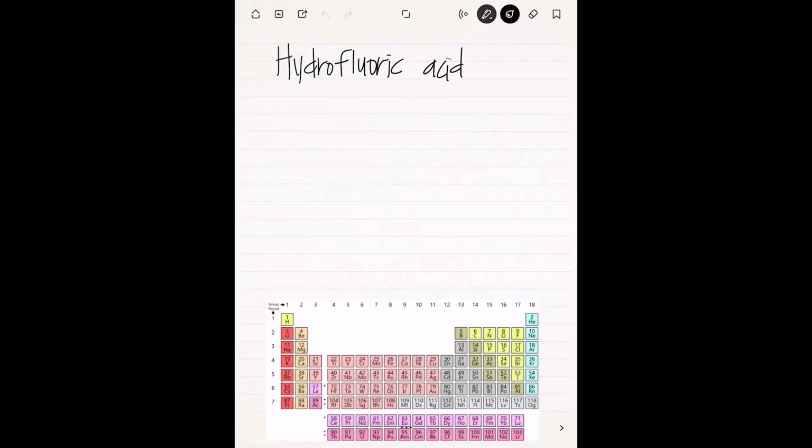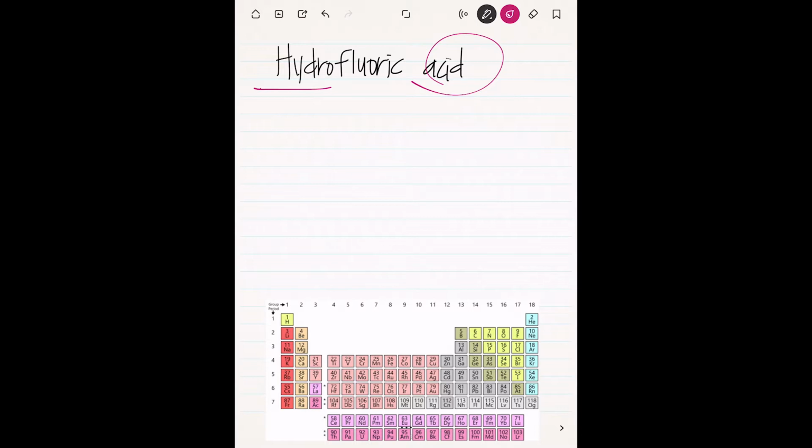We'll be changing molecular name to chemical formula. We have hydrofluoric acid. Now, as you can see here, hydrofluoric acid has the word acid, and there's the word hydro.